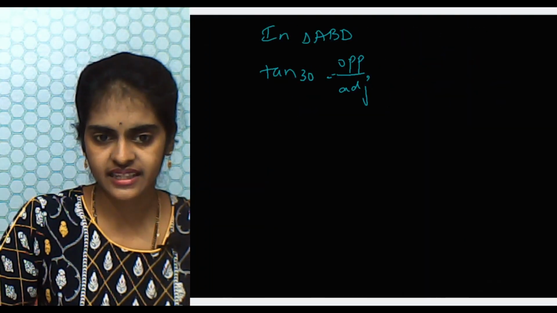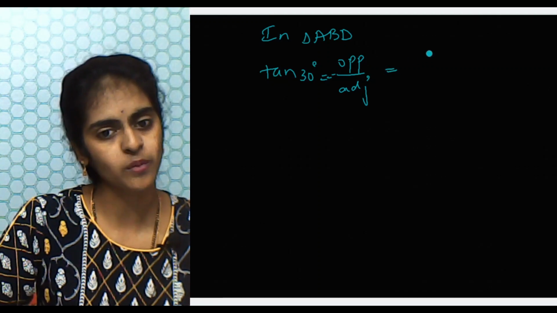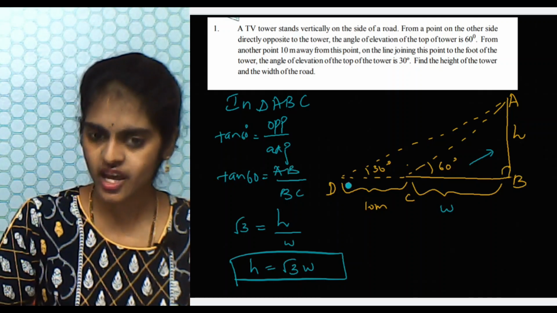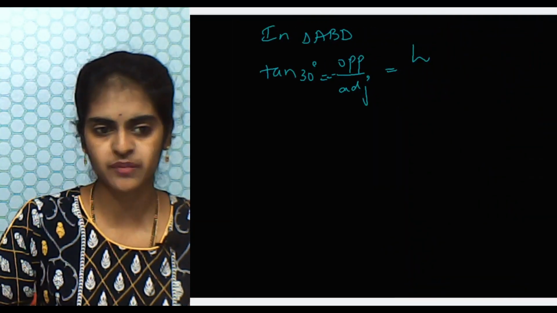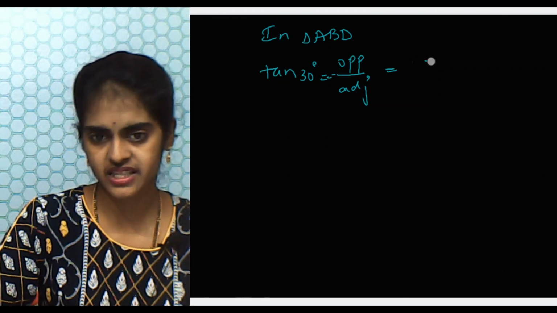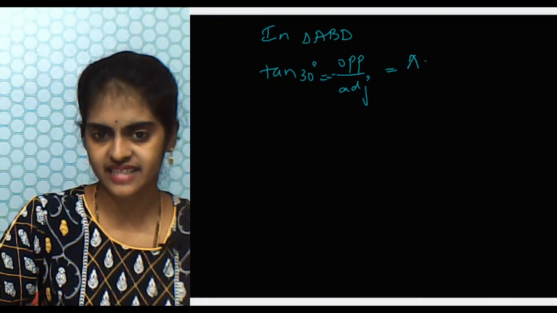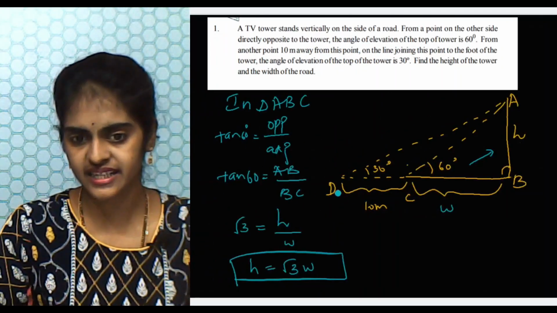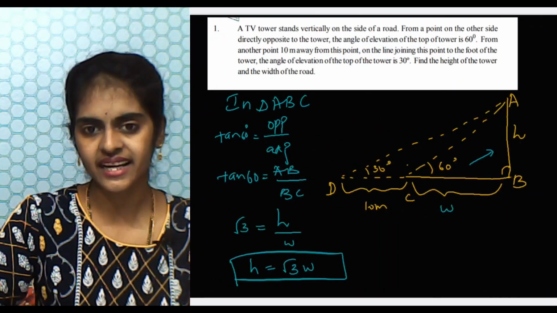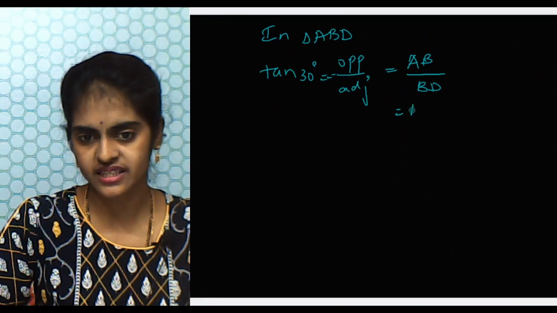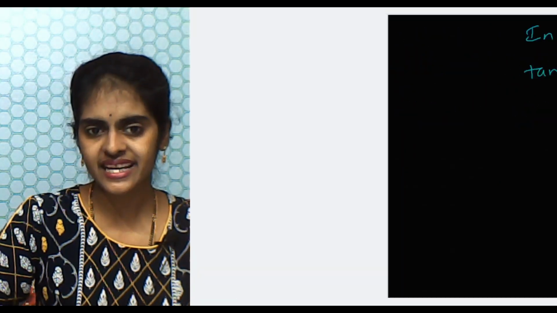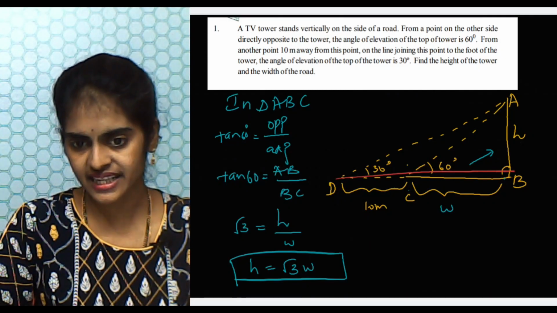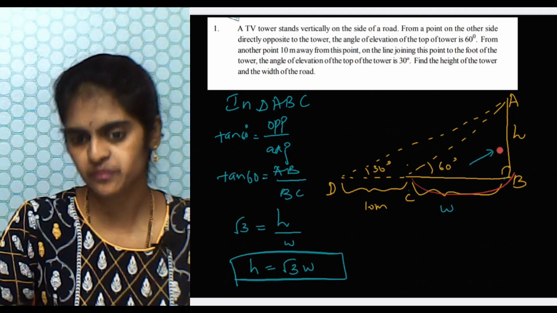So tan 30 is equal to opposite by adjacent. Opposite is nothing but H, isn't it? Opposite side AB you are taking as H, and this adjacent side I am taking as BD. Okay, let me write the vertices first. Opposite side is AB, adjacent side is nothing but BD. This complete is BD. This BD I can write in two ways, isn't it? So this is AB by BD, I can write it as CD plus BC, isn't it? So this BD I can write as CD plus BC.